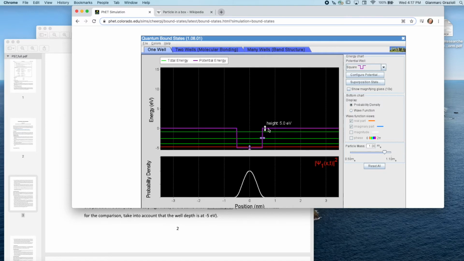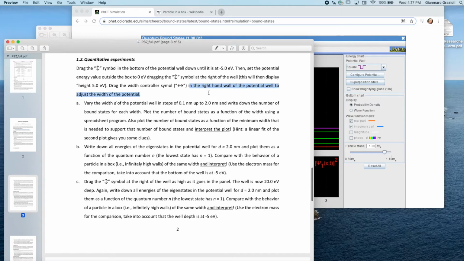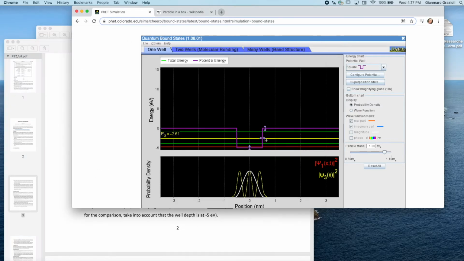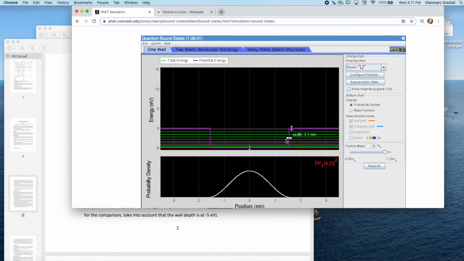Wait, 0? Oh, there it is. 0. Oh, I see. It tells us the height, but we have that at 0. I believe that's what they want. Set the potential energy value outside the box to 0. Yeah, this is right. This will display 5 eV. Correct. Okay. So now we want to drag the width controller in the right to adjust the width of the potential. So if we adjust the width here, we've done this sort of thing before.